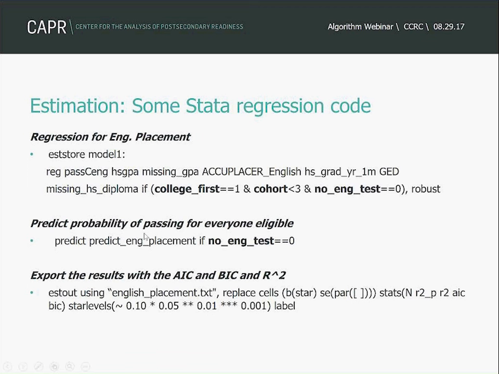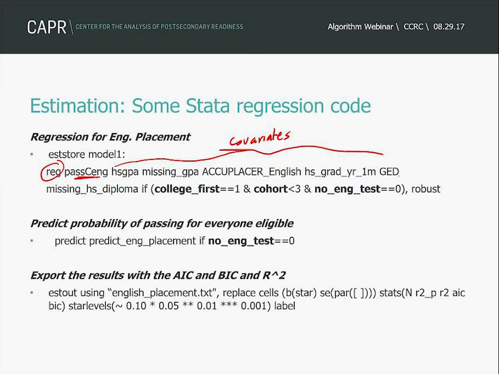So this is running a linear regression here, with an indicator for passing in English. And so this is our outcome. And these are all our covariates here, everything we're going to use to predict. So we've got their high school GPA, an indicator for missing, their AccuPlacer score, when they graduated and diploma status, et cetera.